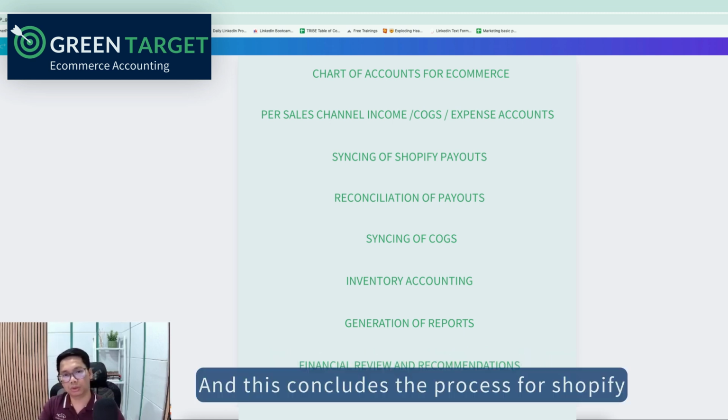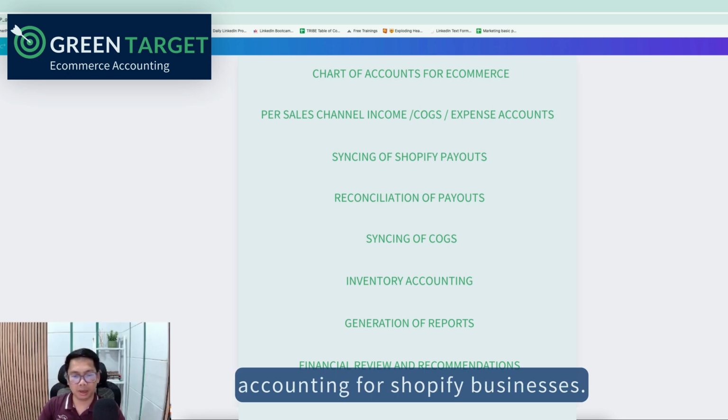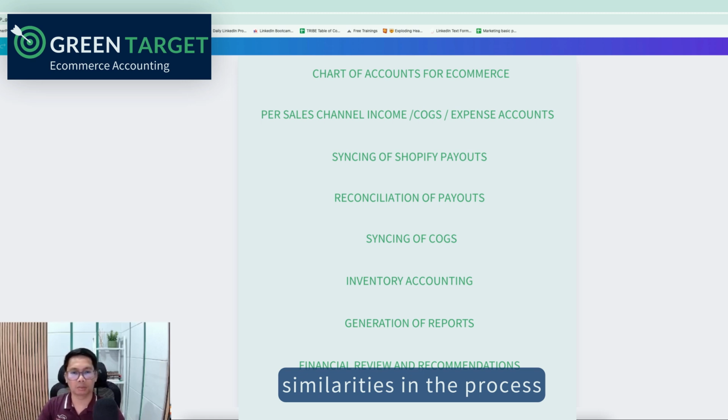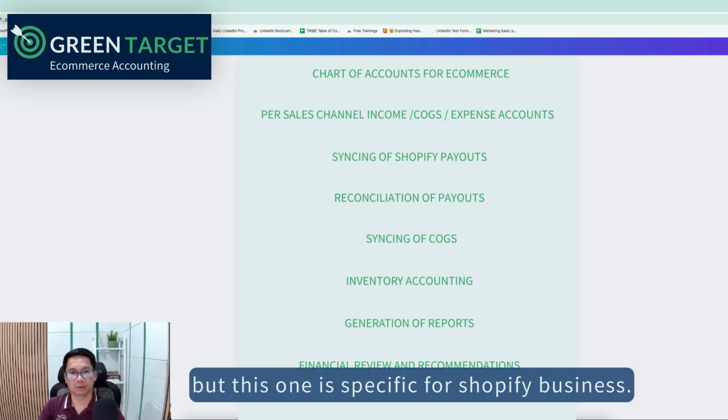And this concludes the process for Shopify accounting for Shopify businesses. All other sales channels have similarities in the process. This one is specific for Shopify business.